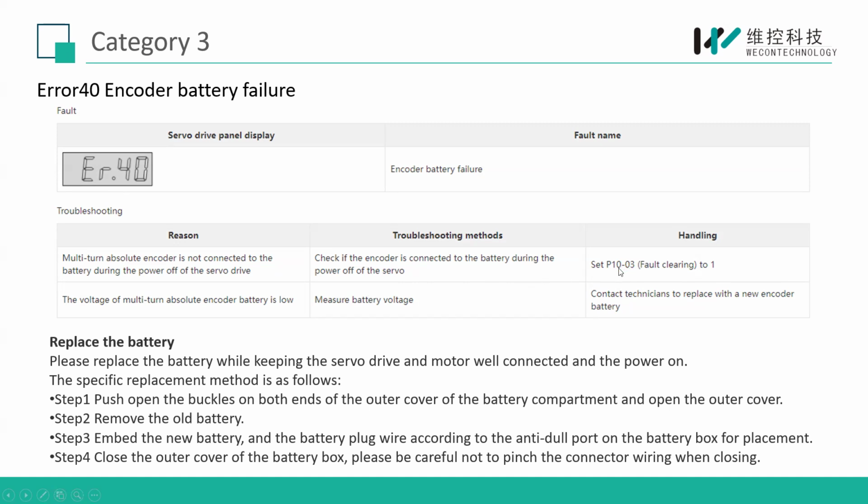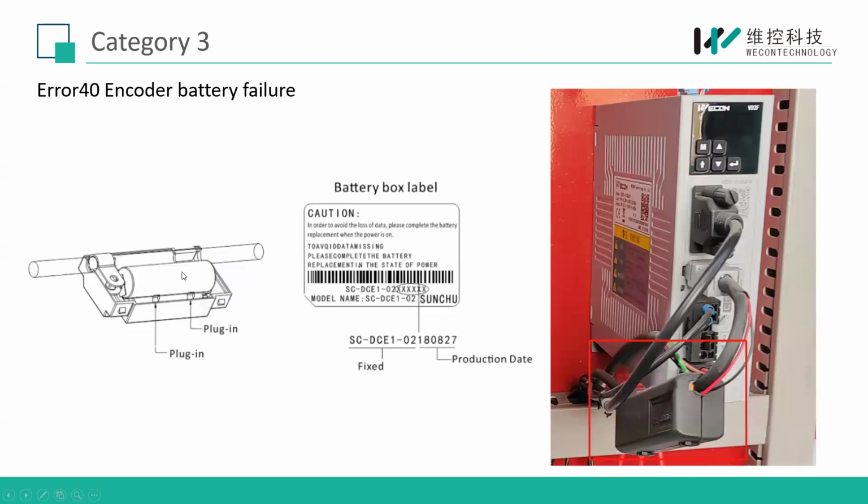And here are some steps about how to replace the battery. Here is a picture. You can see the battery is like this one, in this box. So we just open this box, remove the old battery and insert a new battery. Here you can see there are two cables, and these two cables are the positive and negative terminals of our power. And these two red ones and this green one are from our encoder cable.